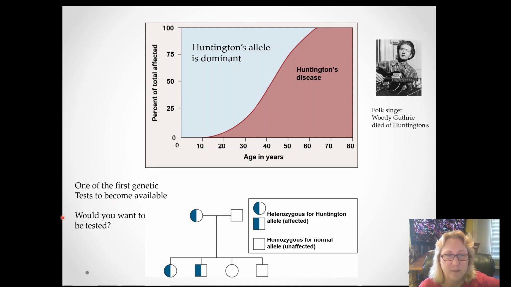One question that has been around since the Huntington's test became available, as the first test really of a late onset genetic disorder, is: would you want to be tested? If you had a parent or a grandparent who was diagnosed with Huntington's, would you want to be tested and find out if you have the allele? Because if you test positive, you would have a 100% chance that at some point in your life, you're going to develop the symptoms of Huntington's.